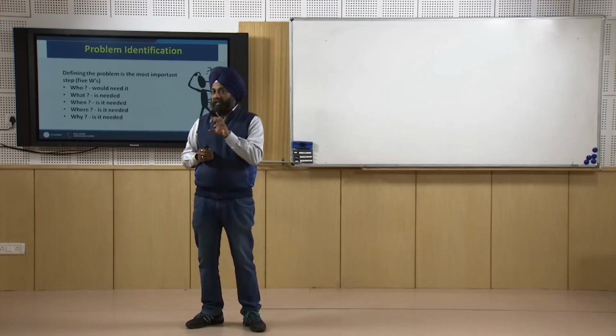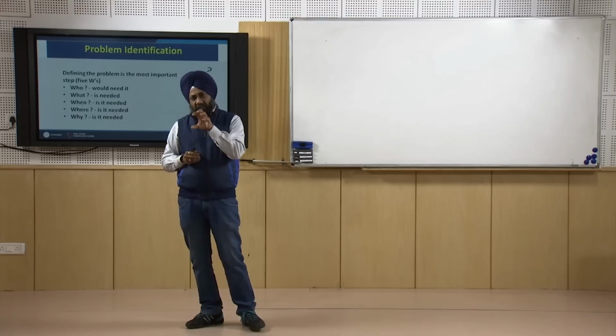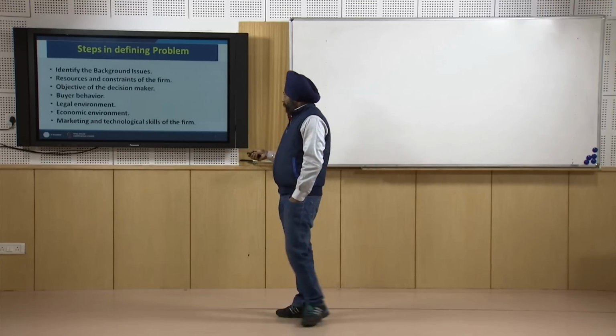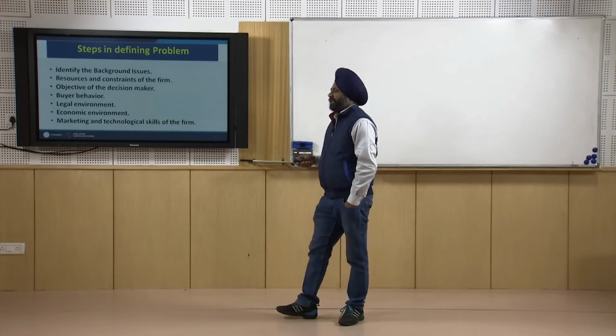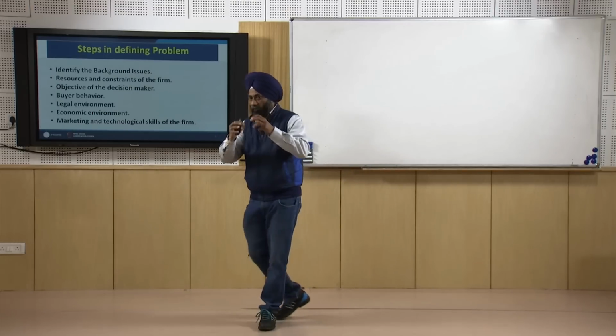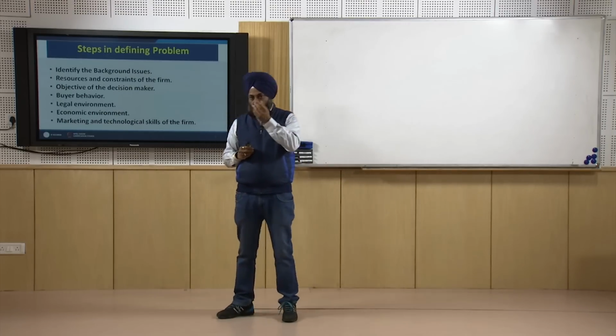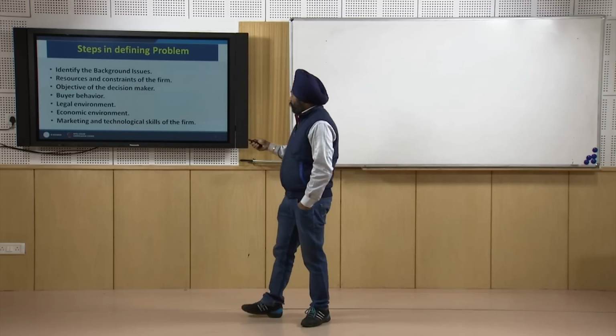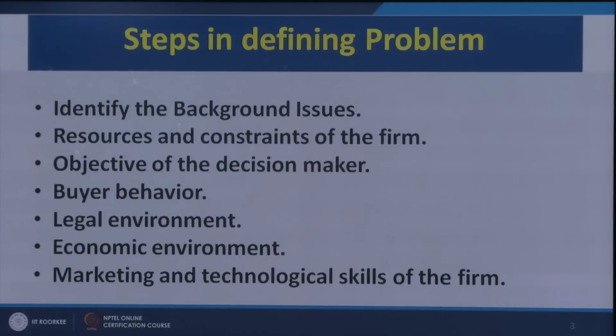So the questioning technique is a very important, well established technique for finding out the problems for which solutions can be provided. Now, what are the steps in defining a problem? I have told you we can go for a questioning technique. We will learn some of the techniques, such as this FAST technique, in subsequent lectures. Now the steps in defining a problem, a very standard method, there is nothing new in these steps. Number 1 is to identify the background issues. Number 2, resources and constraints of the firm.